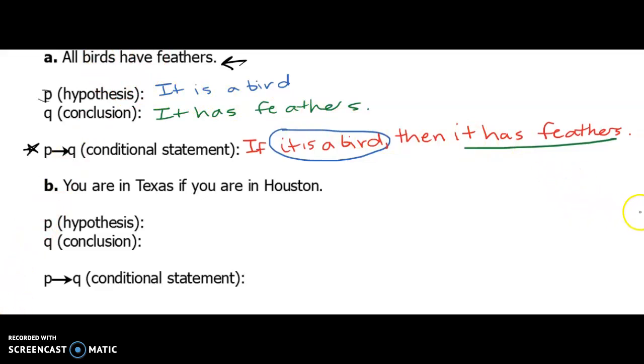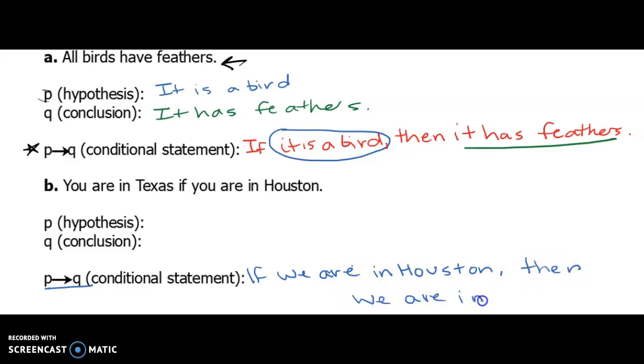All right, so part B says you are in Texas if you are in Houston. Now let's think of cause and effect here. If we're in Texas, does that mean we're in the city of Houston? No. But if we're in the city of Houston, does that mean we're in Texas? Yes. So my if P then Q, I'm going to say if we are in Houston, then we are in Texas.